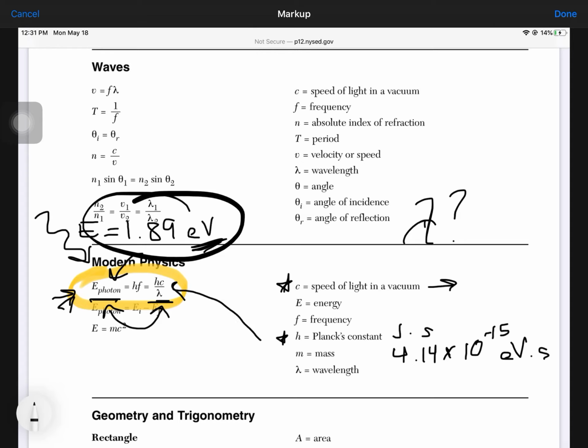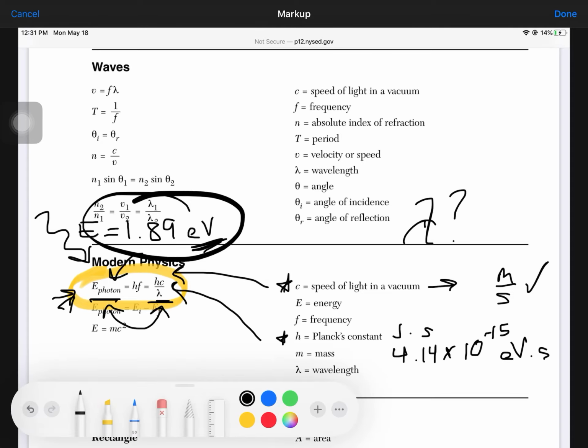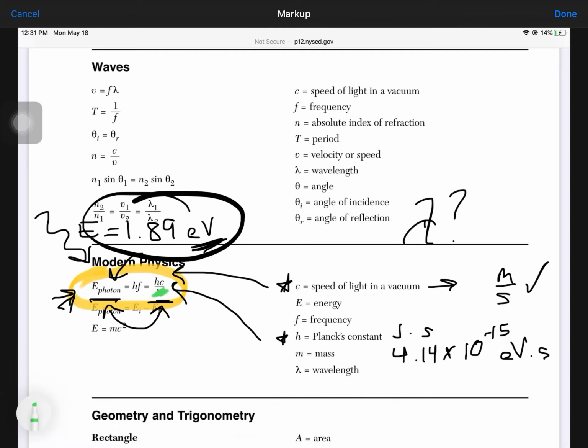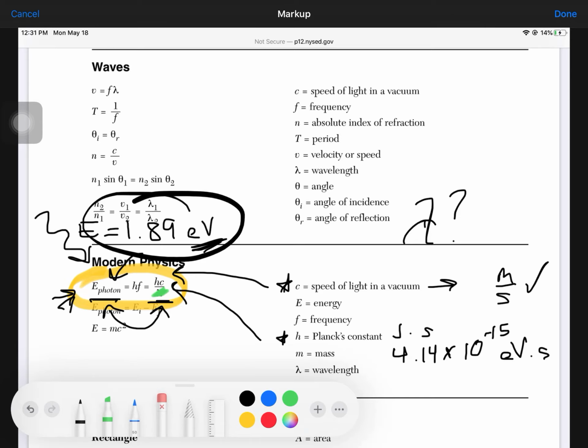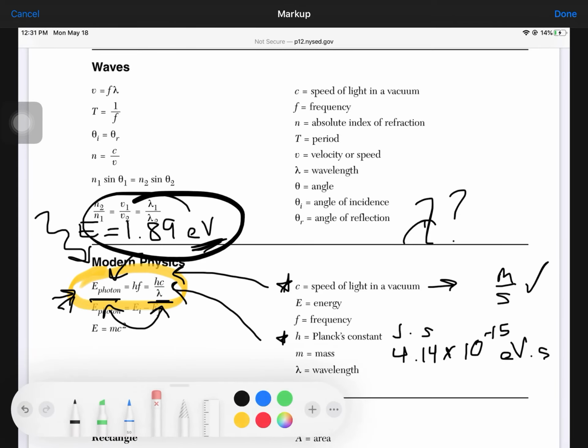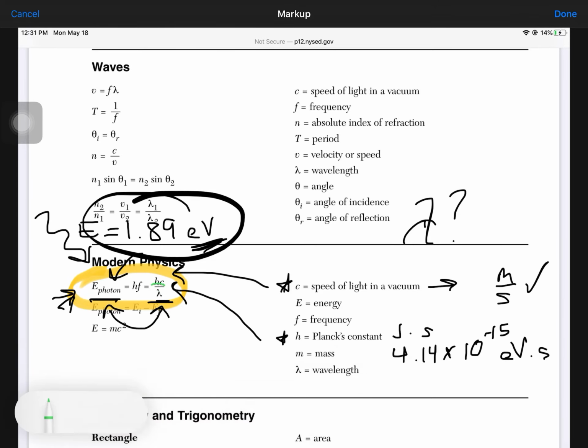So we've got this over here. We've got the speed of light that you know already. Put it in meters per second, just the way it's written on your reference table. We know the E photon. And now you can find the wavelength. You can find the wavelength.